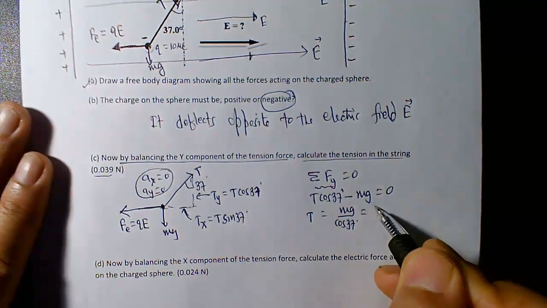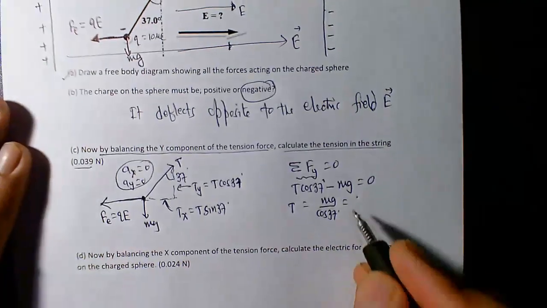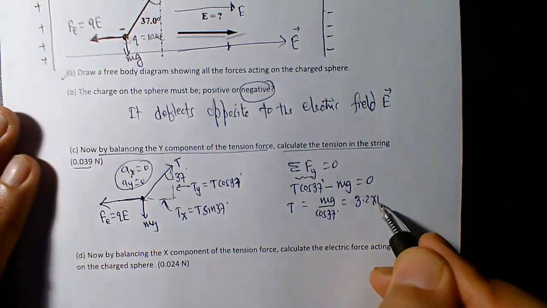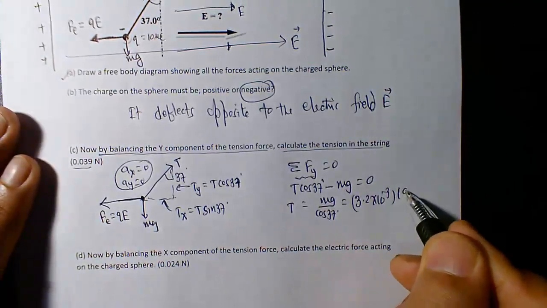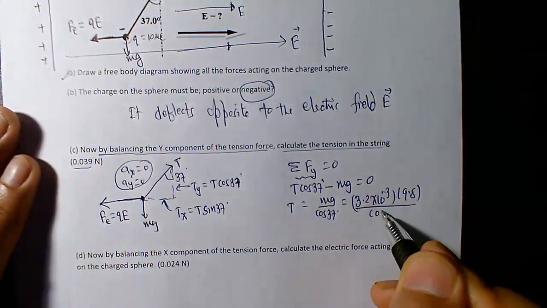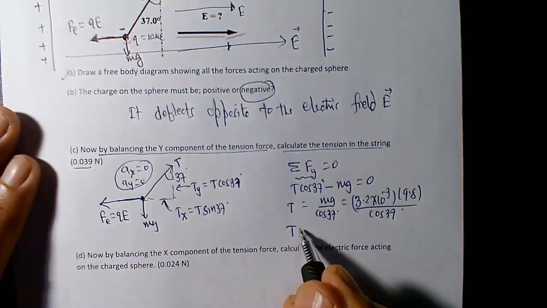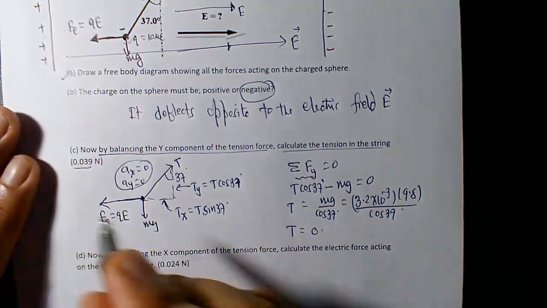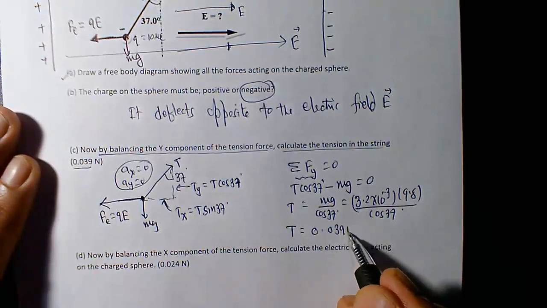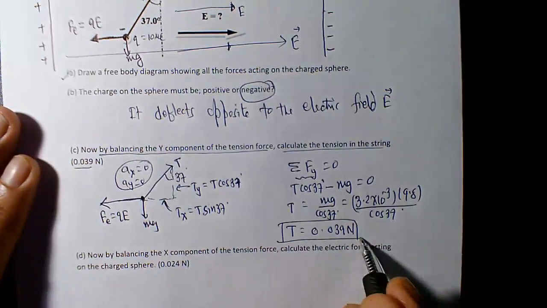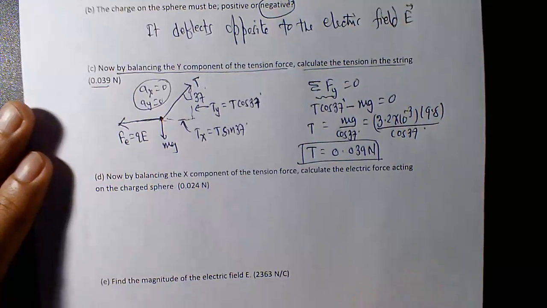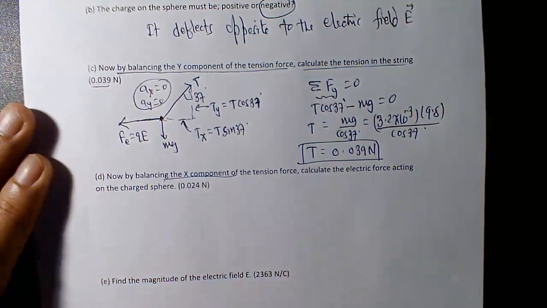So the mass is given as 3.2 grams, but grams must be in kilograms. So 3.2 times 10 to the power negative 3, times 9.8, over cos 37 degrees. If you do that, you'll get 0.039 newtons.